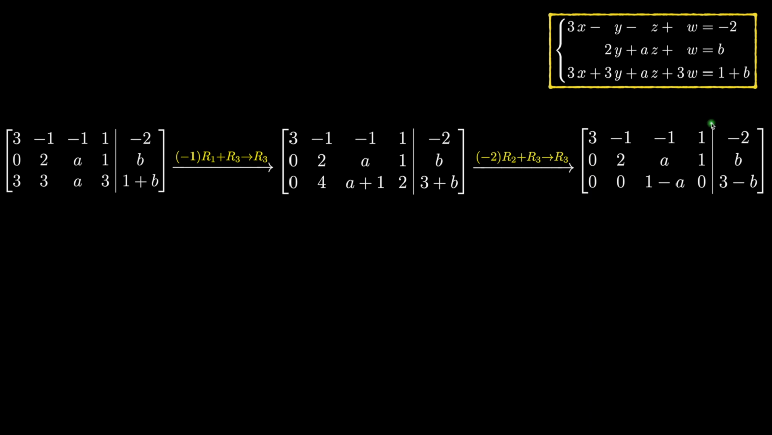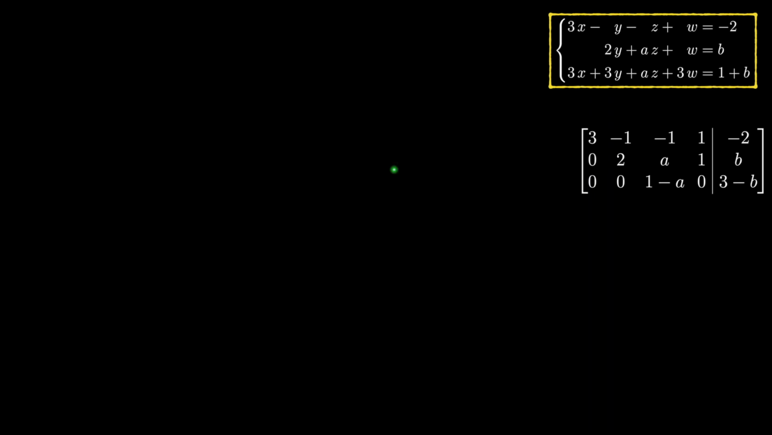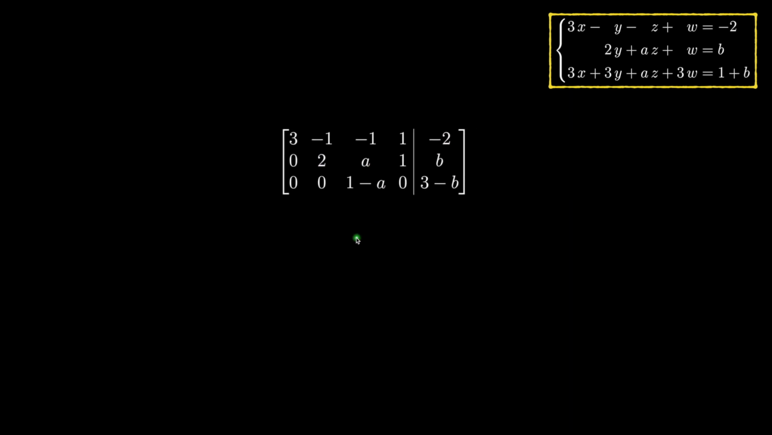This is in a row echelon form. This matrix that you see, the whole augmented matrix, is in a row echelon form, and we don't need these two matrices anymore. So let me just get rid of them, so as not to distract our attention. And then we put this matrix in focus.